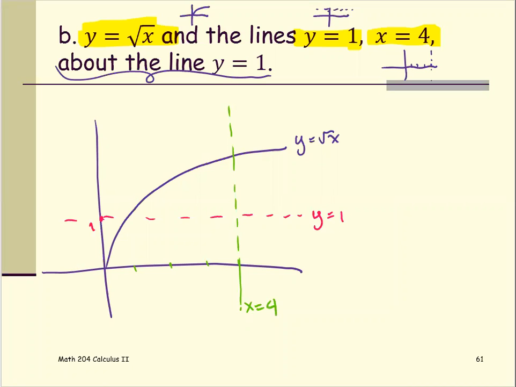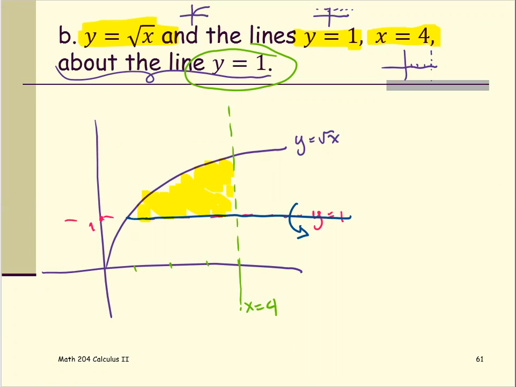We're going to rotate the region bounded by these three graphs about the line y equals 1. The line y equals 1 is the bound of the graph and also the axis of revolution. So we rotate about this. The region that we're going to rotate will be the shaded region in yellow there. Okay.